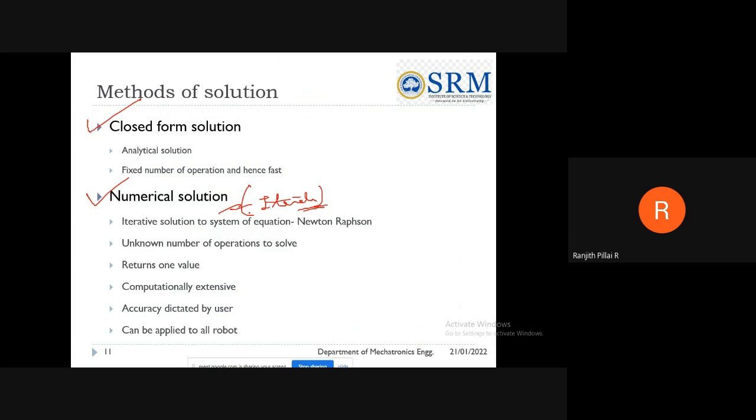Now I'll talk about what a closed form solution is. A closed form solution is an analytical or algebraic, or kinematic, solution. These are faster because the number of operations is very limited compared to iterative solutions. It is a solution method based on the kinematic approach, which gives the expression of joint displacement in terms of the pose of your end effector. I'm going a bit deeper into this closed form solution.